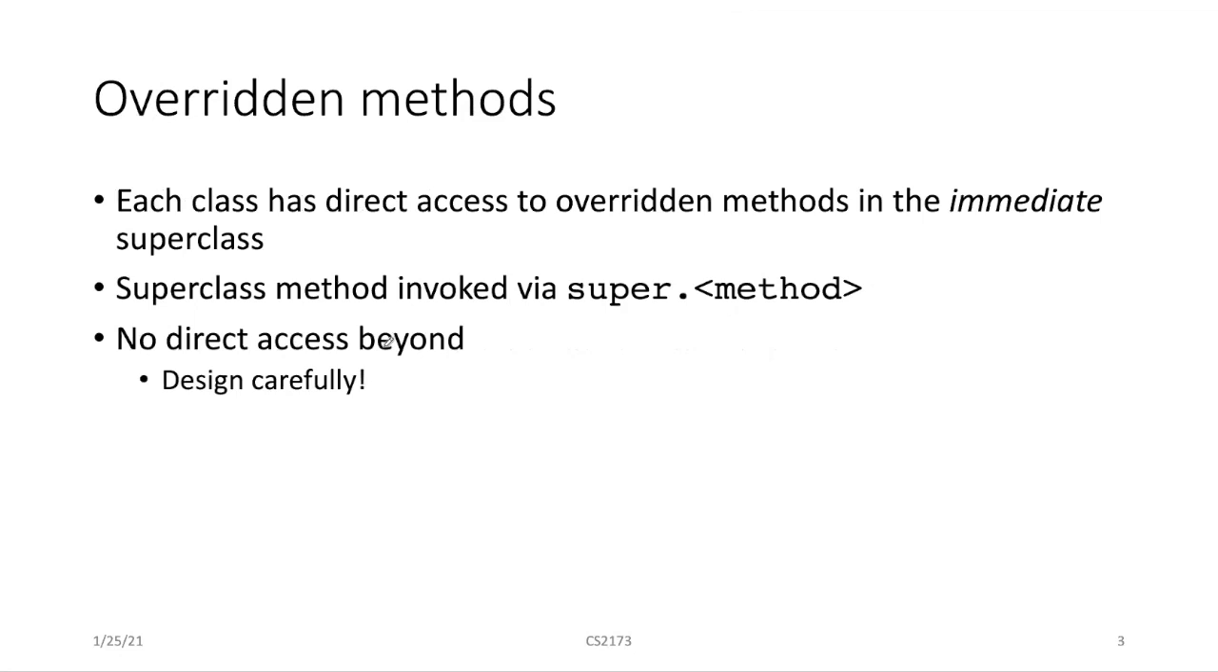Okay, overridden methods. Now we've talked about this a number of times, but again, it bears repeating. And the thing to understand here is that every class has direct access. The key is direct access to the overridden method in the immediate superclass. And we call that by super.theMethod.